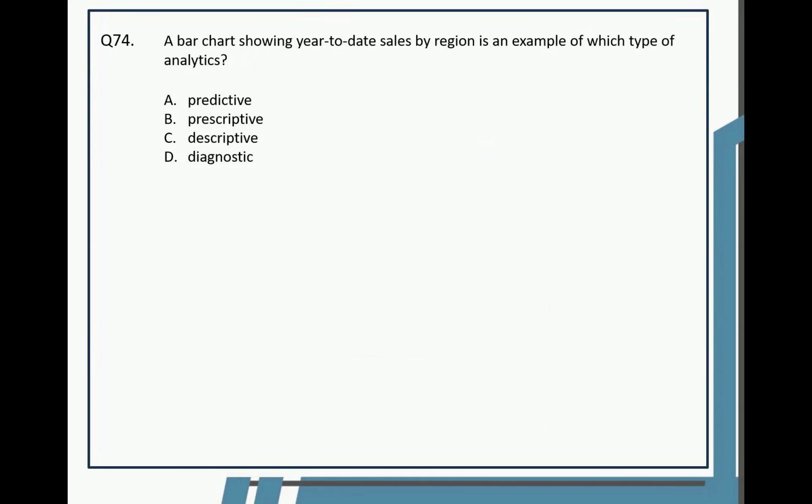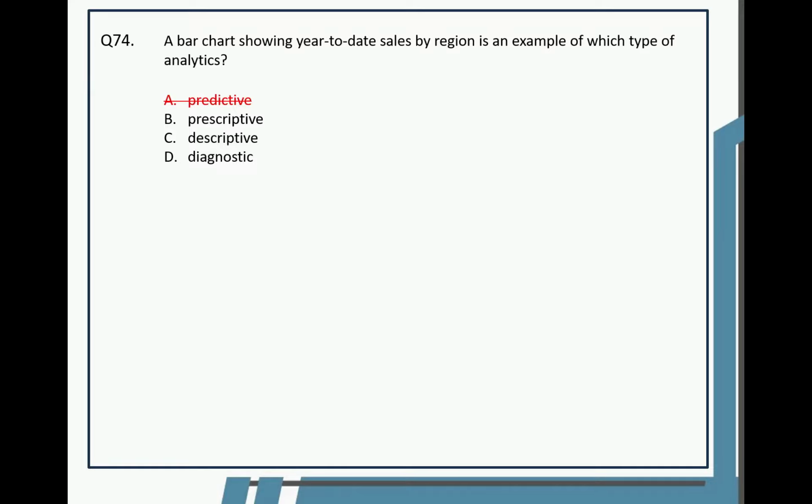Folks, in this question, we need to determine the type of analytics. A bar chart showing year-to-date sales by region depicts. Your options are predictive, prescriptive, descriptive, diagnostic. Now, predictive forecasts future outcomes while utilizing statistical models or machine learning. An example can be predicting next quarter sales.